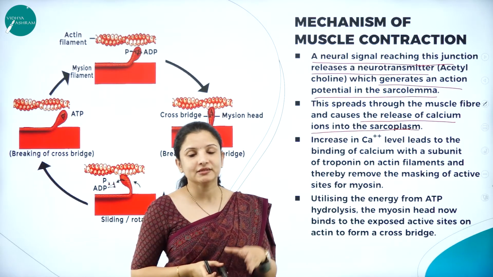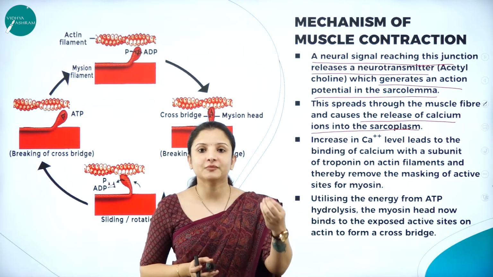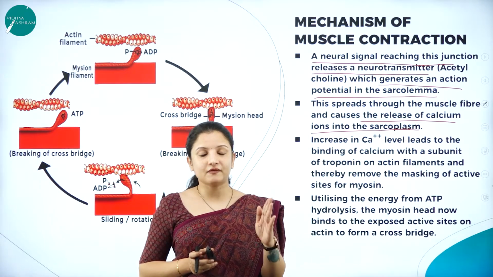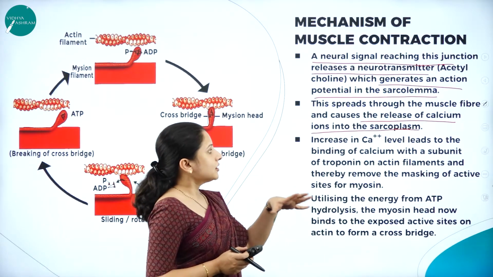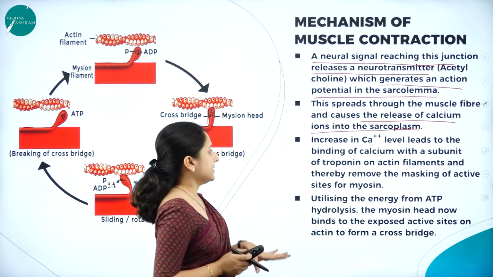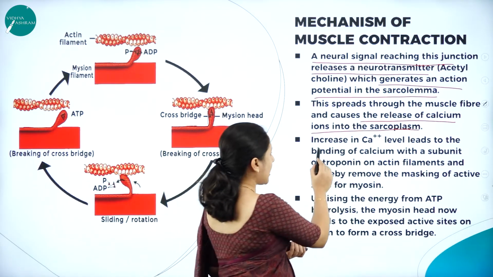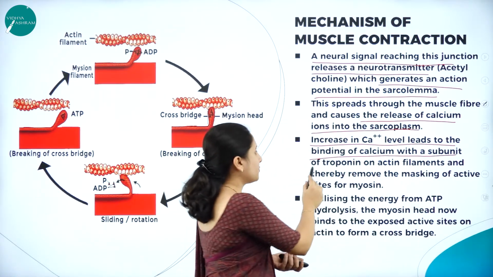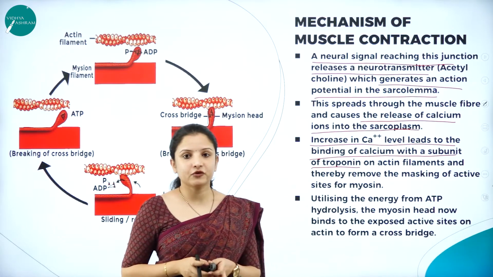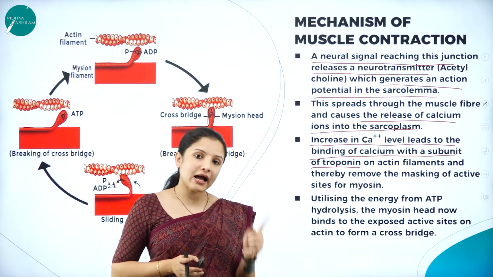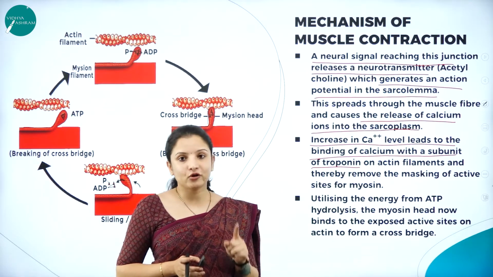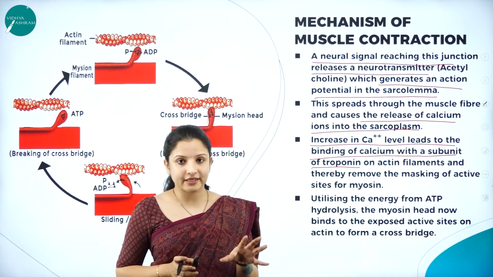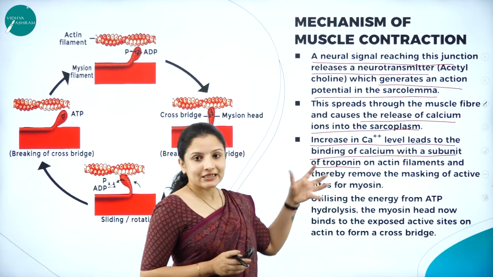Where is the sarcoplasm present? Sarcoplasm is nothing but the cytoplasmic content of the muscle fiber, right? So the sarcoplasm is covered by the sarcolemma. So into the sarcoplasm the calcium ions will be released, and this increase in the calcium ions leads to the binding of calcium to a subunit of troponin. Now, where is troponin present? If you remember, troponin is present in the actin filament, right? It is a component of the actin, and we had studied that troponin is distributed here and there on the tropomyosin protein, right?